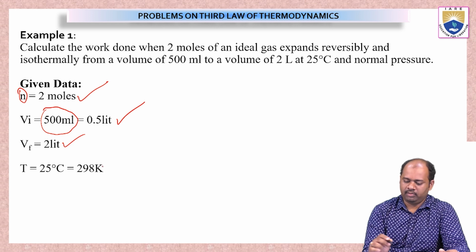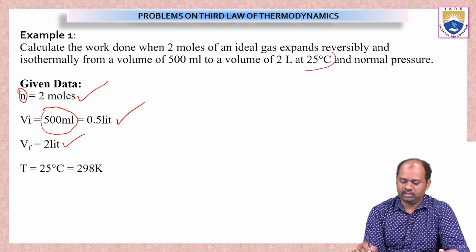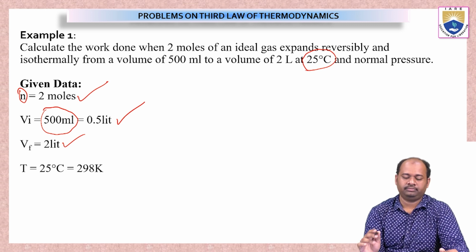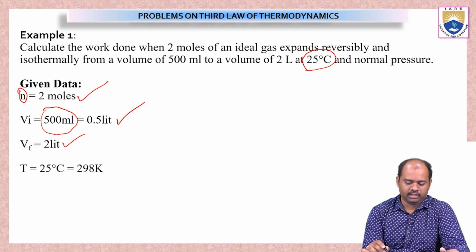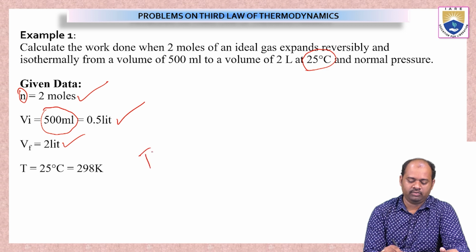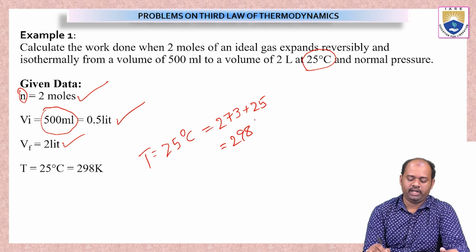Now the temperature given in the question is 25 degrees centigrade. So what is this temperature? This is the temperature of the gas after expansion. T is equal to 25 degrees centigrade. After converting this into kelvins, I have to add 273 to this 25, where I will get 298 Kelvin.